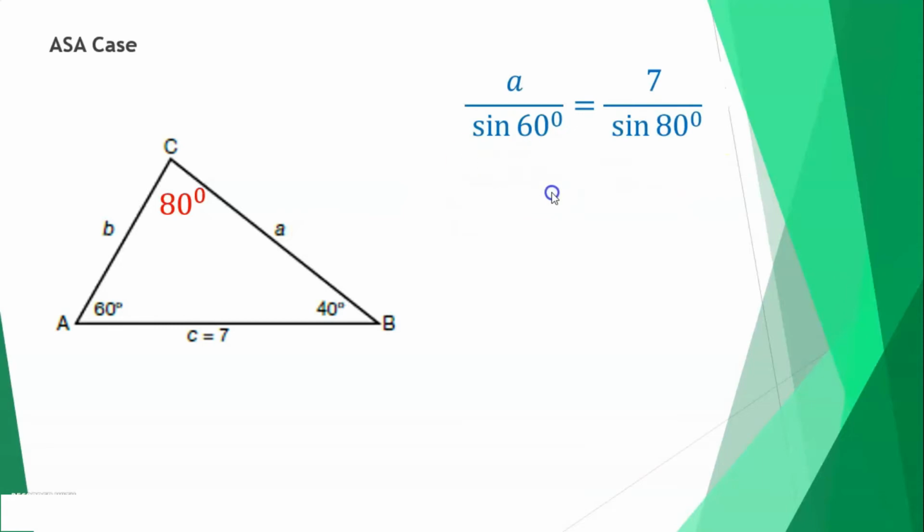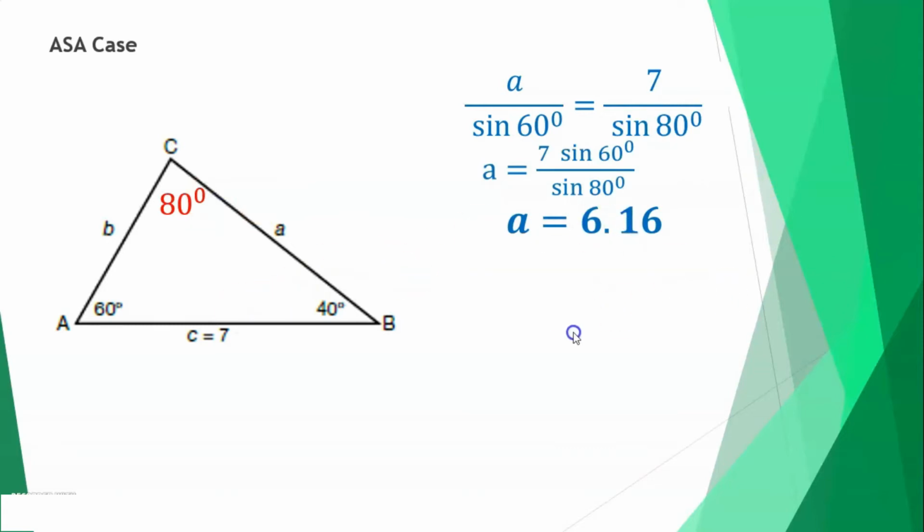So let's start with A. A over sine 60 degrees is equal to 7 over sine 80 degrees. So cross multiply. We will get this using our calculators. The value for A here is 6.16.